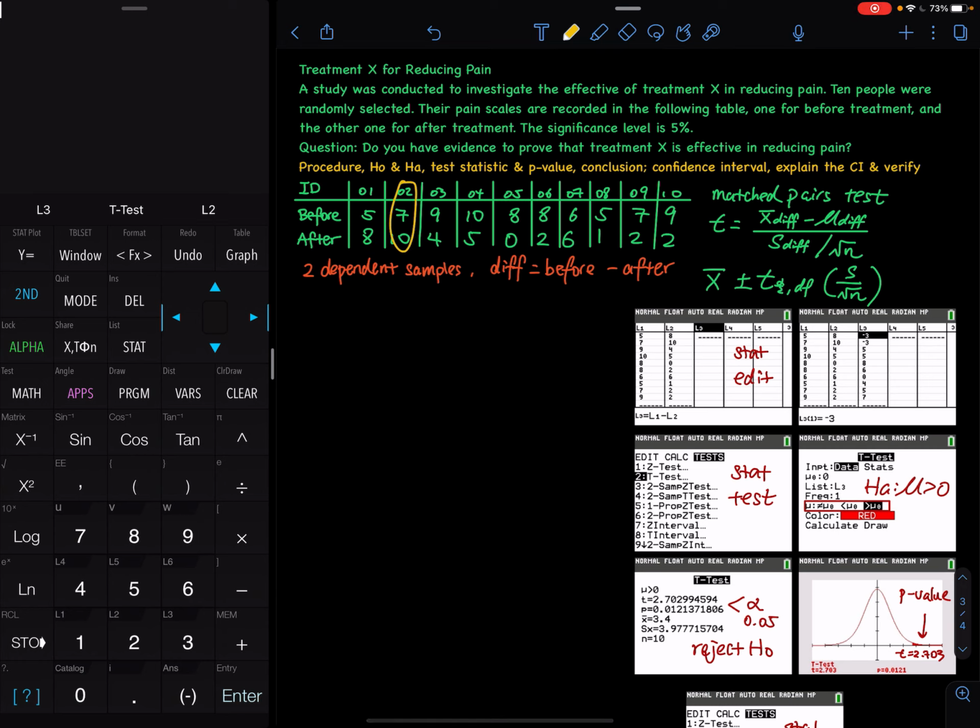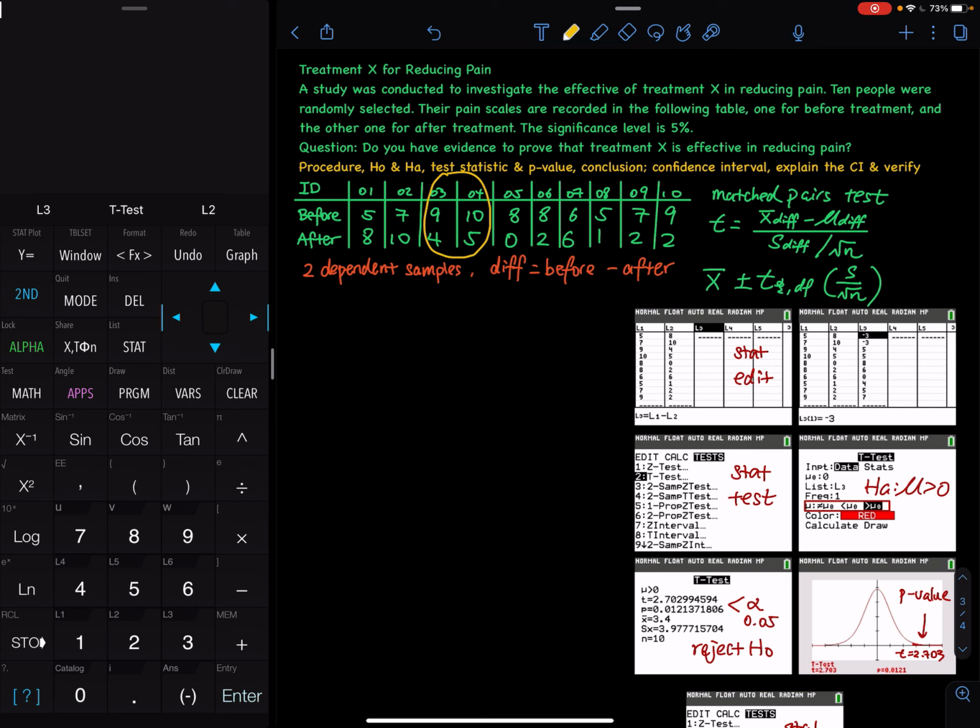Same thing for number 2. Before was 7, after was 10. So after the treatment, the patient felt more painful. So that is not a successful case. And then the third one and the fourth one, are these two a success? 9 and 4, that is a success. 10 and 5, that is a success, right? Because after the treatment, they feel less painful. Same thing for the rest of the patients. So from patient 5 to patient 10, after the treatment, they felt less painful, right?